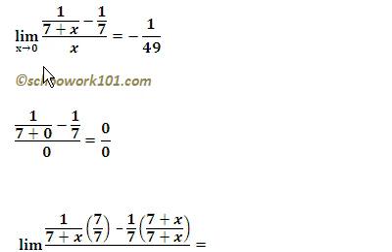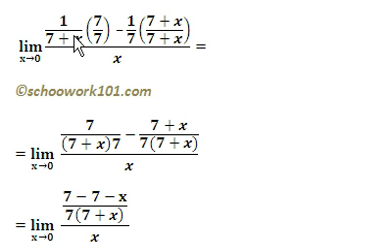Okay, we've got the limit of (1 over (7 plus x) minus 1 over 7) all over x, as x approaches 0. I'm claiming that this limit is equal to negative 1 over 49. Well, we do the direct substitution first, so I directly plug 0 in for x, and then simplify it down, and we end up getting 0 over 0. So I would suggest that we probably need to try to simplify this as much as we can.